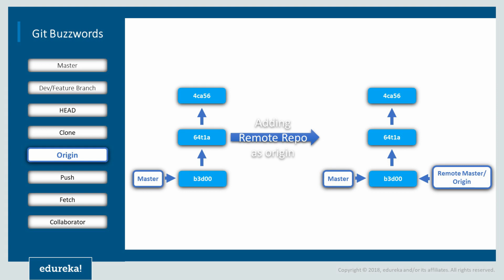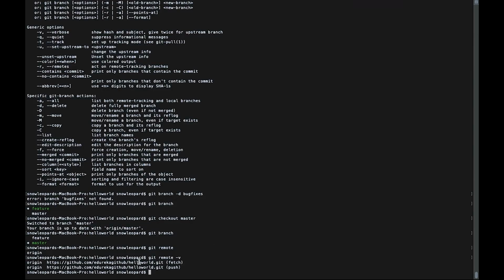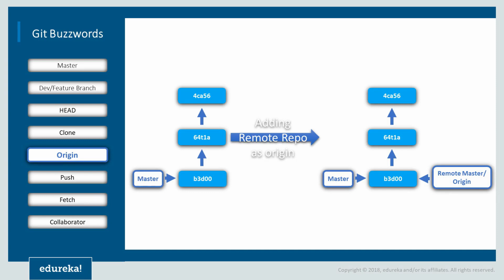For example, here the origin is pointing to this Git URL, github.com/remote, and in our case, it is pointing to this hello world.git. This is what is happening. We have this repository, we are adding the remote repository as the origin, and the remote master, which is the origin, is pointing to the latest commit.